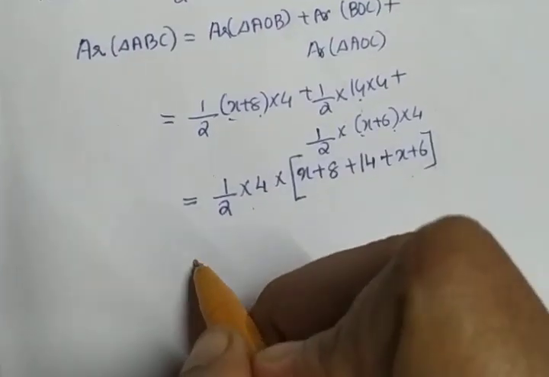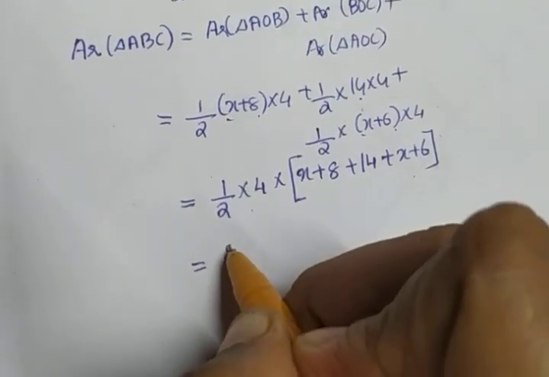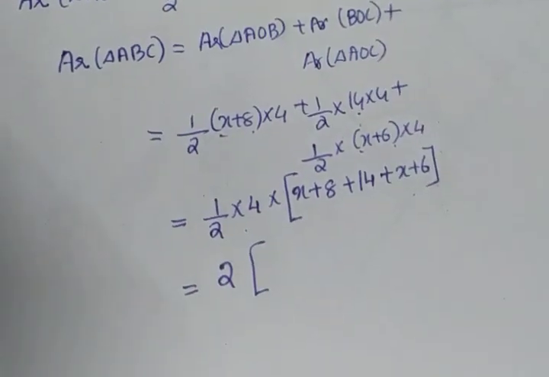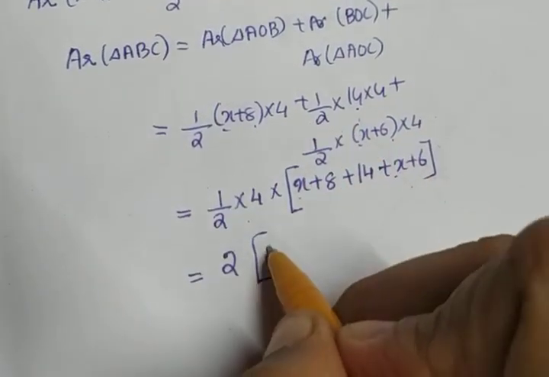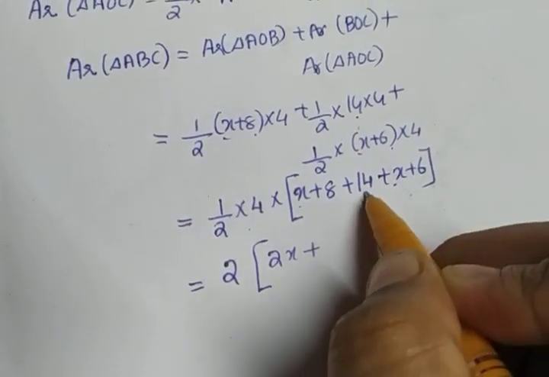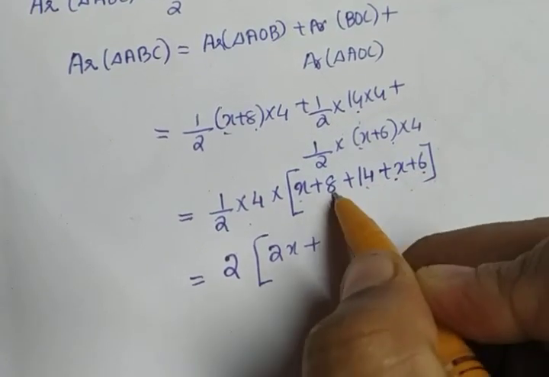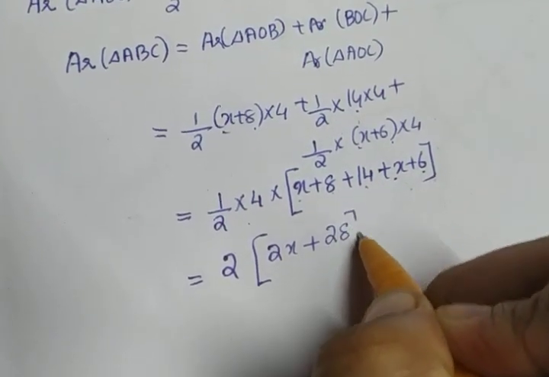So that is equal to half into 4, which gives you the value 2. Again, x plus x gives you the value 2x. 14 plus 6 gives you 20. 20 plus 8 gives you 28.